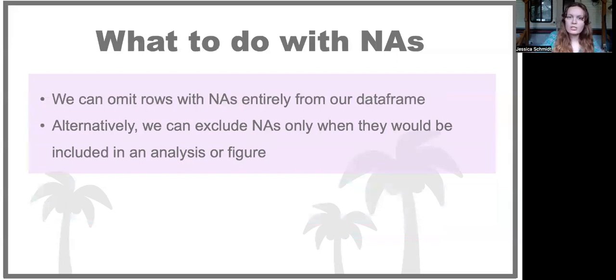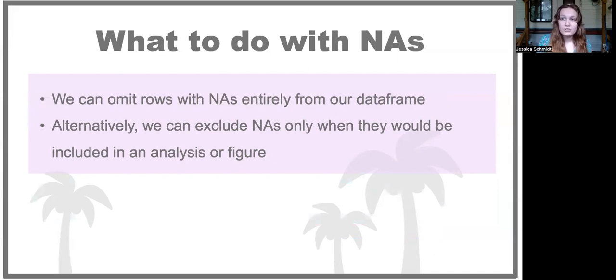So now what do we do once we have the NAs? Well, there are a couple different things we can do. We can choose to just omit entirely all the rows with NAs from our data frame. So just if a row has an NA, take it out. I don't want that. I don't want that in my life. Alternatively, we can choose to exclude NAs only when they would be included in an analysis or a figure.